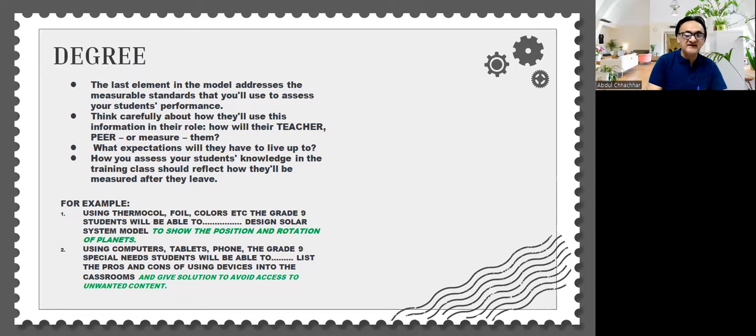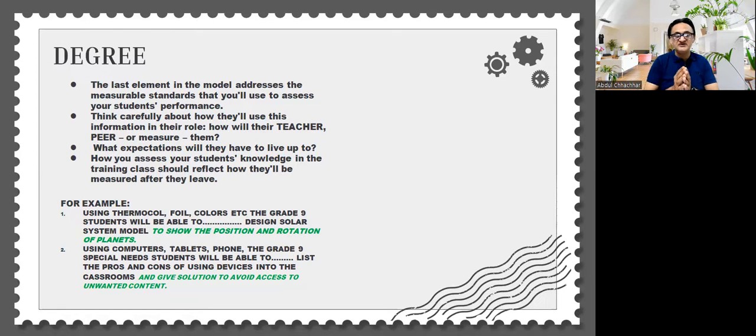Now, second objective, using computers and tablets, that's your condition. Grade 9s are your audience. List pros and cons, that is your behavior, and give solutions to avoid access to unwanted content. This is the degree of performance. So when you are providing them a learning atmosphere, you are expecting them to give solutions on how students can avoid accessing unwanted or inappropriate content which might distract them or have an impact on their social life or their learning.